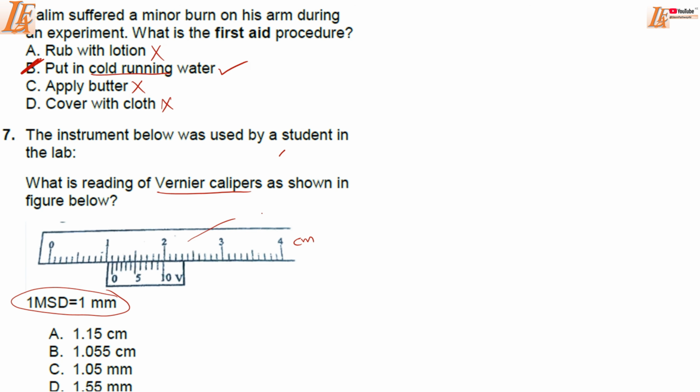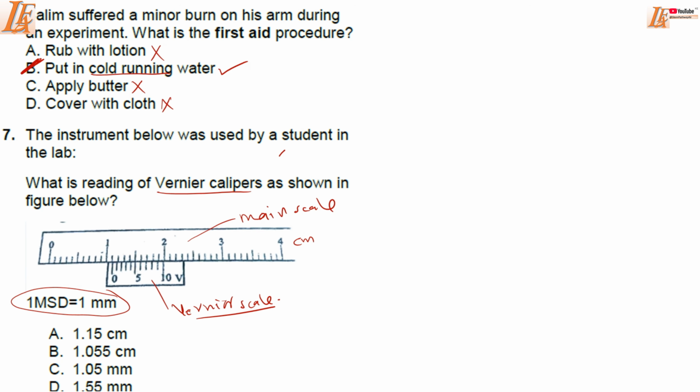Therefore, the first thing that we need is to know the scales that we have here. The upper scale, which is labeled in centimeters, is called the main scale. Then the second scale below here is known as the vernier scale. This is the vernier scale, and the vernier scale has 10 divisions. So when we are making readings, we must read the two scales.